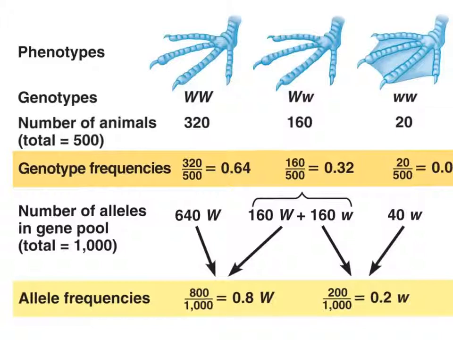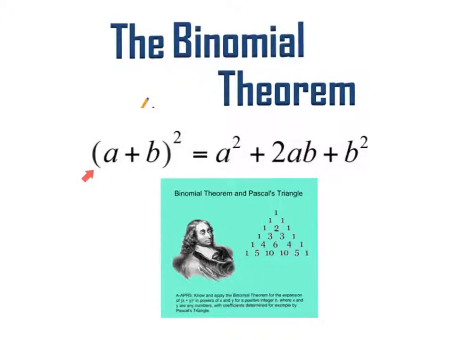That would also give us our allele frequency of 200 divided by 1,000 for little w being 0.2, which would be q. Here we have the binomial theorem, where (a + b)² equals a² + 2ab + b². We can use the Pascal triangle to help us with expanding our binomial theorem.